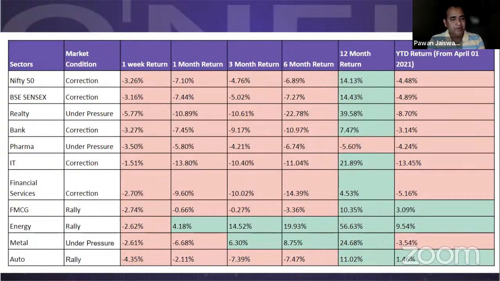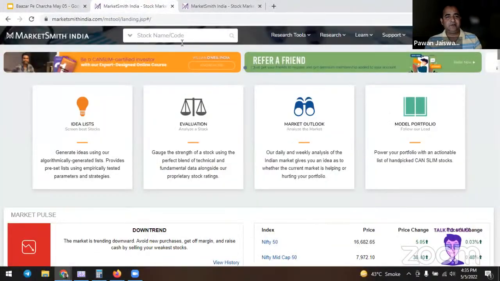Apart from that, another major, pharma, and realty are under pressure, and metal is under pressure. Only one major index, which contains Reliance, that is energy and FMCG, is in rally mode. But even though it is in rally mode, technically it is not looking that attractive. But yes, as per the O'Neill methodology, it is in rally mode. So let's move on to the chart so we can discuss further in detail.